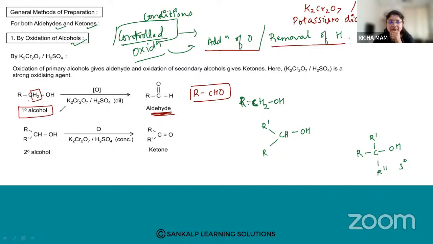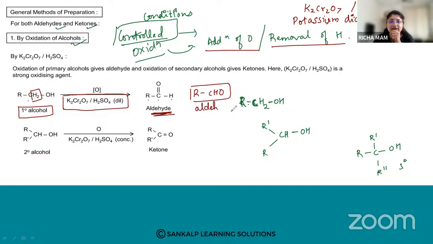So when we take a primary alcohol and treat it with K2Cr2O7 in the presence of dilute H2SO4, we get an aldehyde. If you remove this H2 from here, what I'll get is RCHO. So this is an aldehyde.